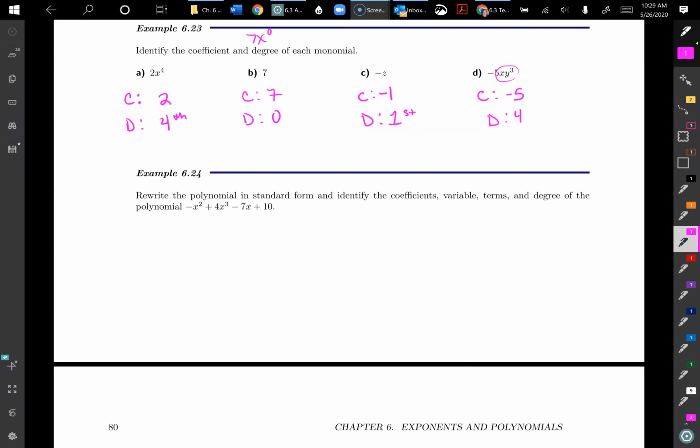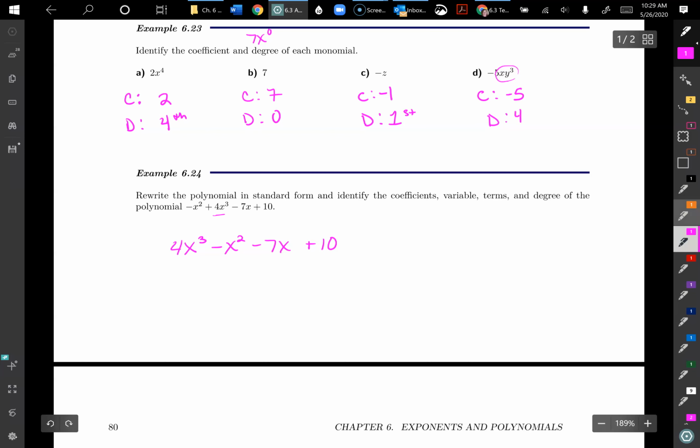Example 6.24, rewrite the polynomial in standard form and identify the coefficients, variable terms, and degree of the polynomial. So we want to write it in descending order, is standard form. So we would take our highest exponent, or x cubed minus x squared minus 7x plus 10.